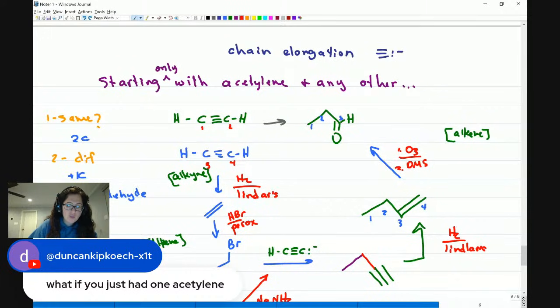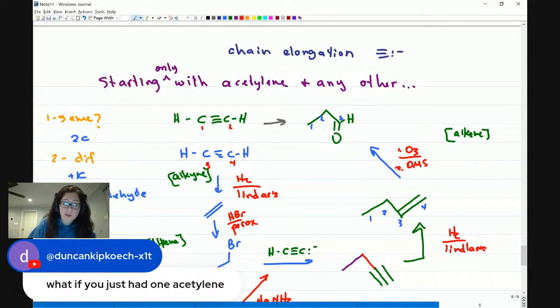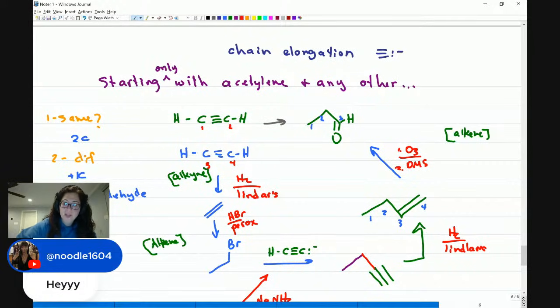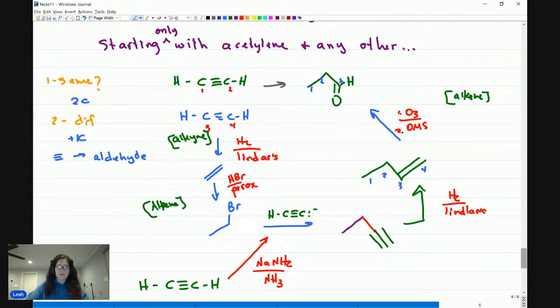What if you had just one acetylene? Well, if you only have 2 carbons, you can't make a 3-carbon product. You have to get another source of carbon. And the question is, what does your professor allow you to use? Hello. I saw quite a few good questions coming in. Let me know if I missed your question or if something still isn't clear.